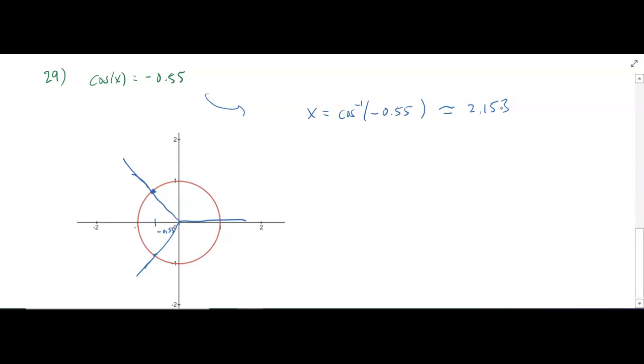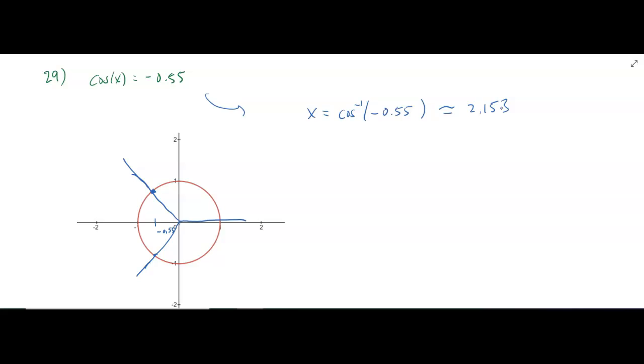All right, so 2.15, again, that's between pi over 2 and pi. Pi is 3.14. That'd be half revolution. Pi over 2 would be half of that, which comes out between 1 and 2. It's 1.57 approximately. All right, so that's one of our answers.